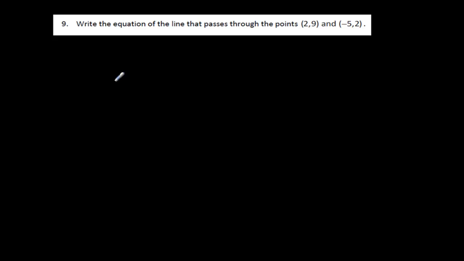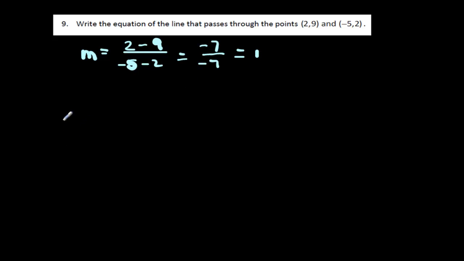Number 9, write the equation of the line that passes through the points. So they give us 2 points of a straight line. Might as well solve for the slope. So 2, which is y2, minus y1, which is 9, divided by x2 minus x1. So negative 7 over negative 7 is 1. So there's your slope.